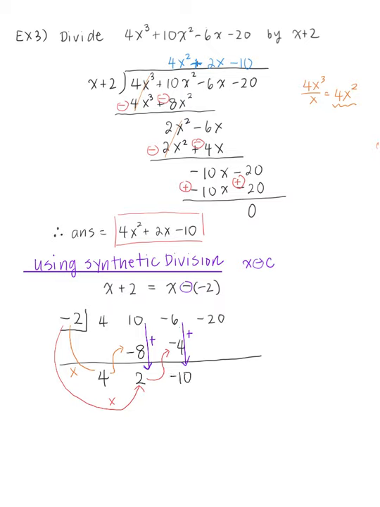So you keep doing the same procedure. So next what we're going to do is take our -2 and then you multiply that with -10 and then write the result here.